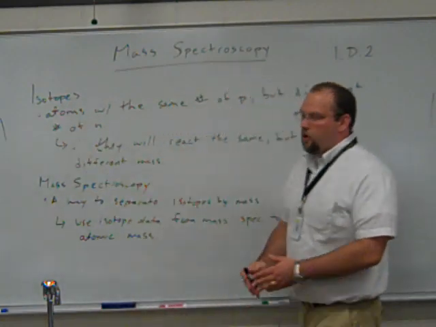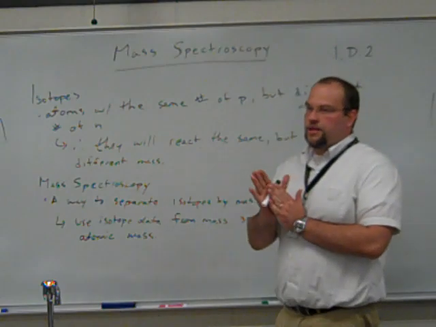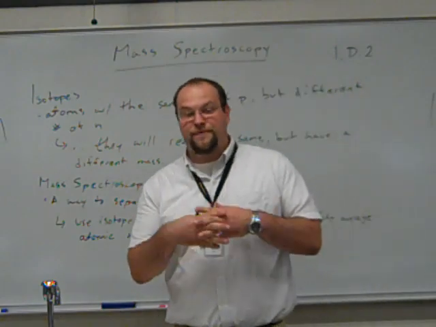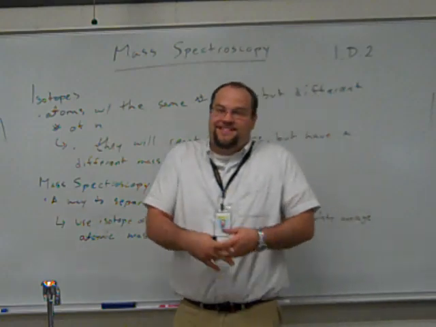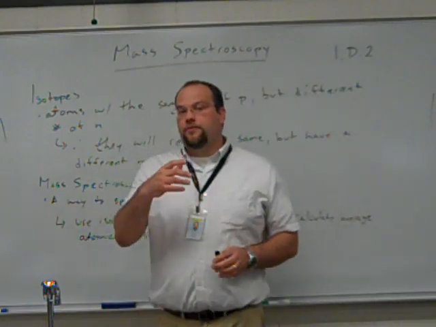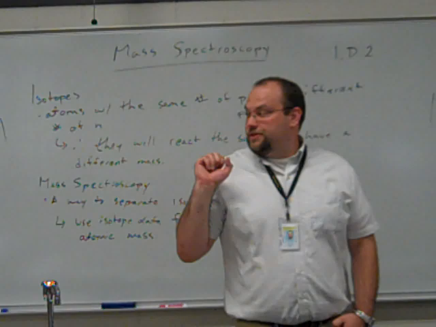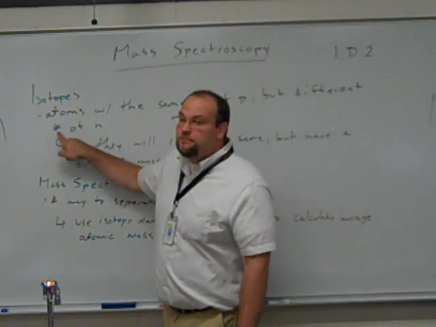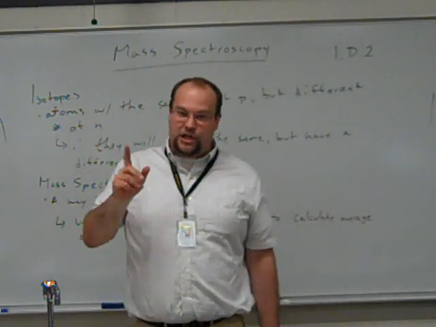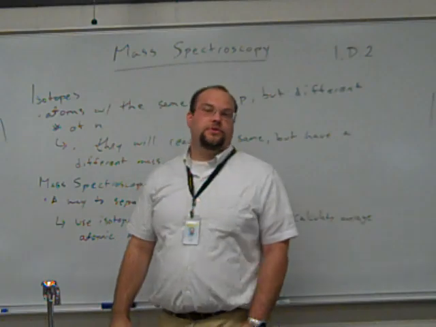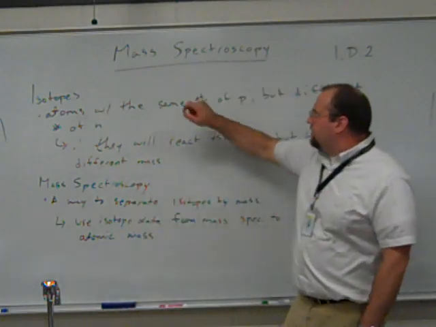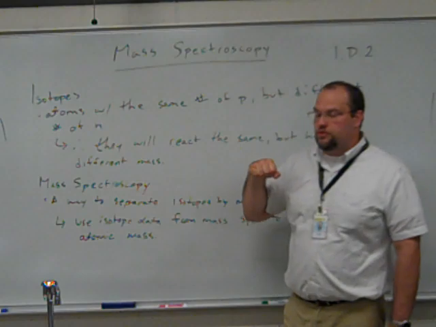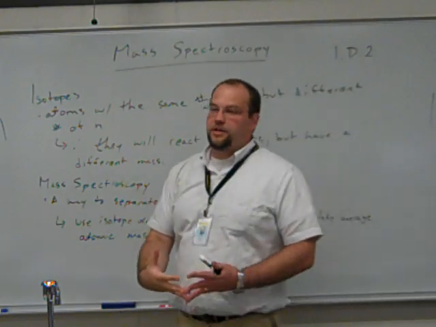Alright, so isotopes. We have atoms that have the same number of protons, so they have the exact same reactivity. They will have the exact same properties. However, they'll have different numbers of neutrons. This is called a pound sign. It means number. I'm not hashtagging my lectures. So anyway, atoms with the same number of protons but different number of neutrons will have the exact same properties.